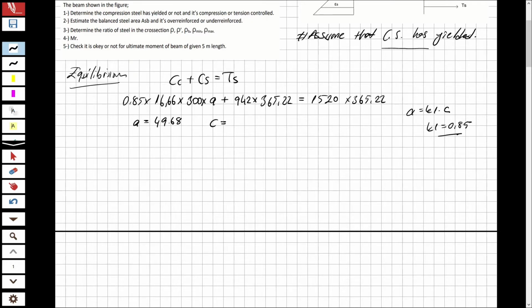And from this equation, we are going to obtain the neutral axis as 58.458. And now we have obtained the neutral axis. So let's make a compatibility check, and we are going to determine the compression steel. We assumed that it is yielded, but maybe it has not yielded. So we are going to check it. So let's make a check.